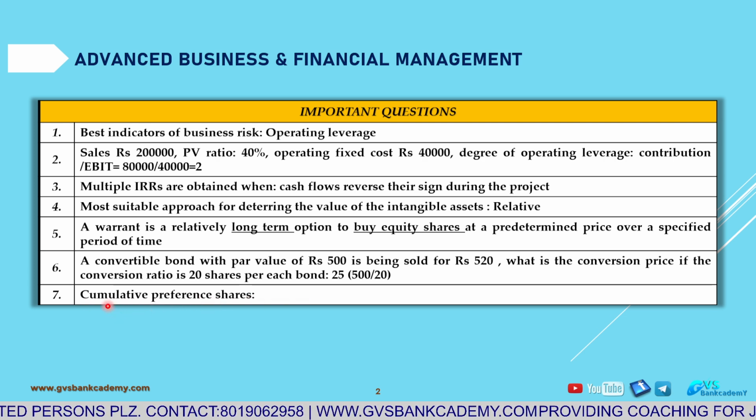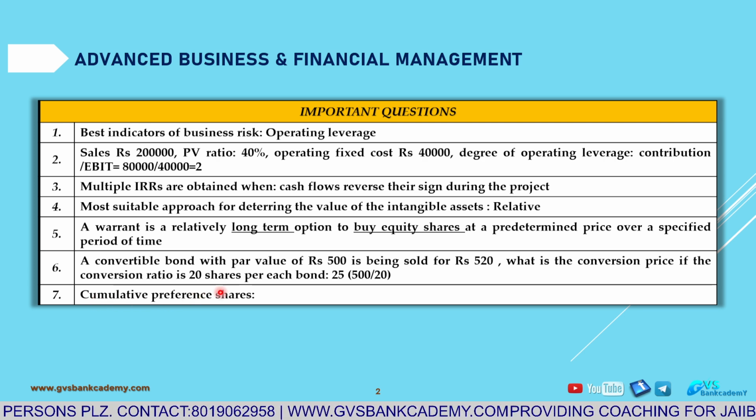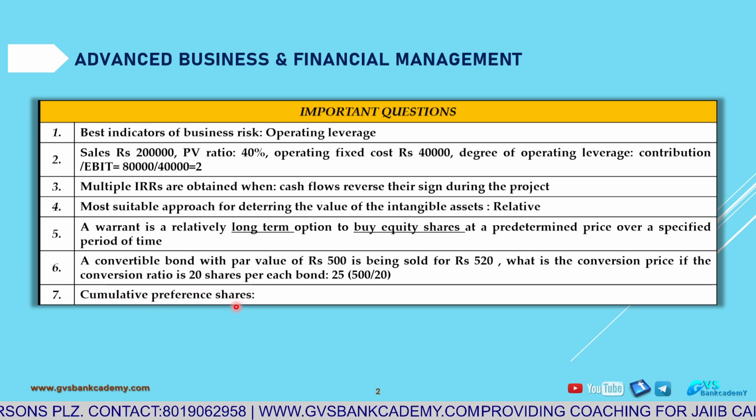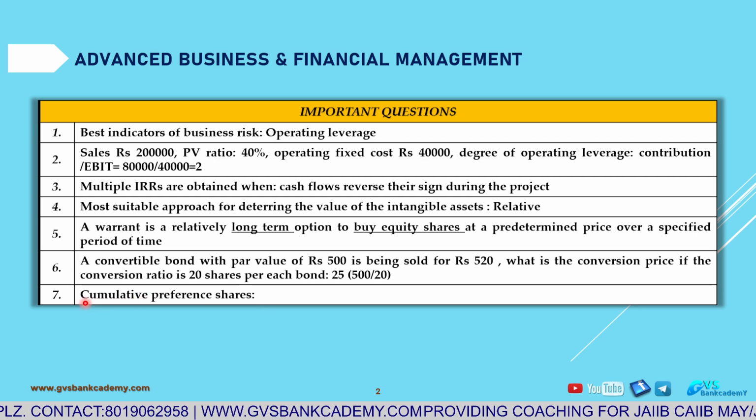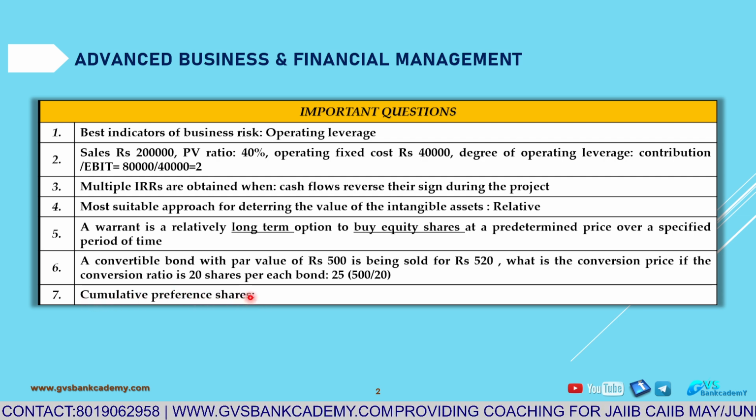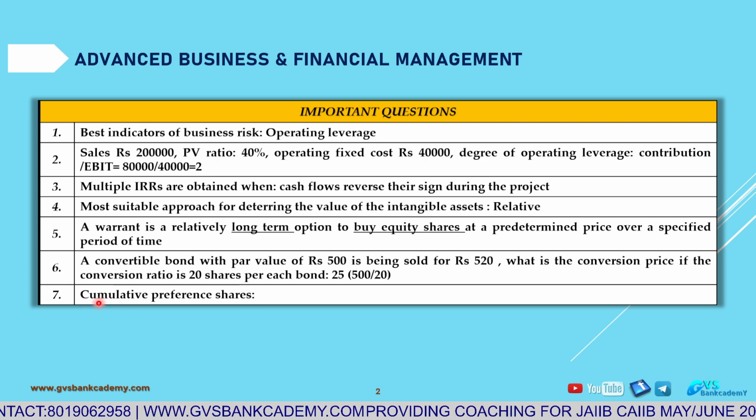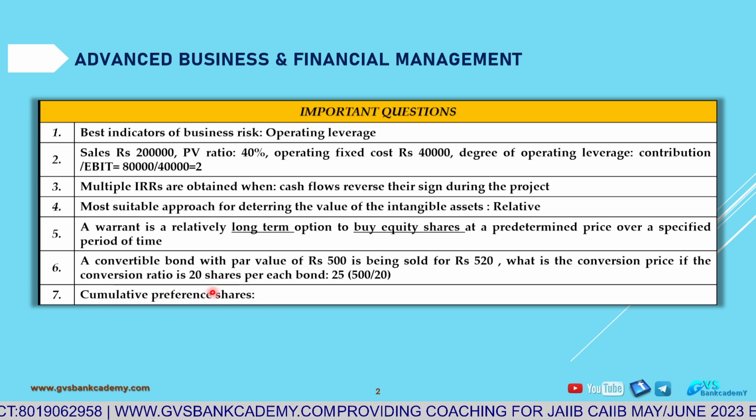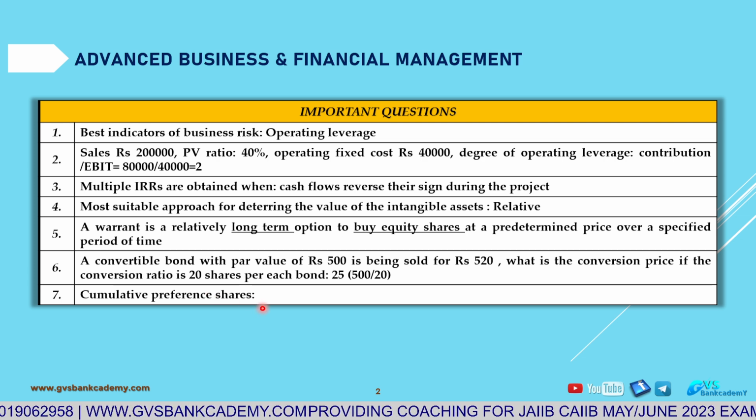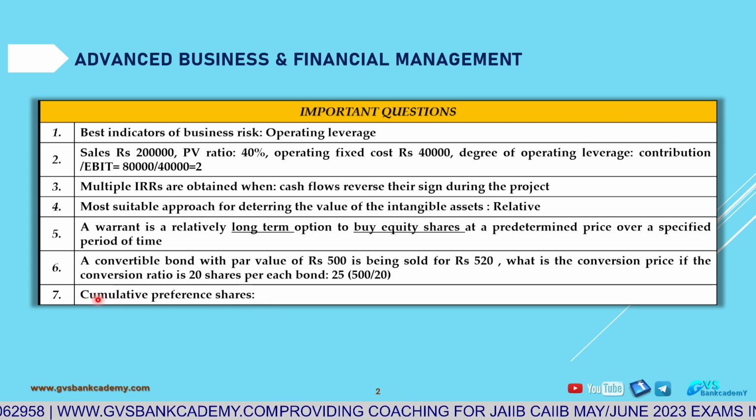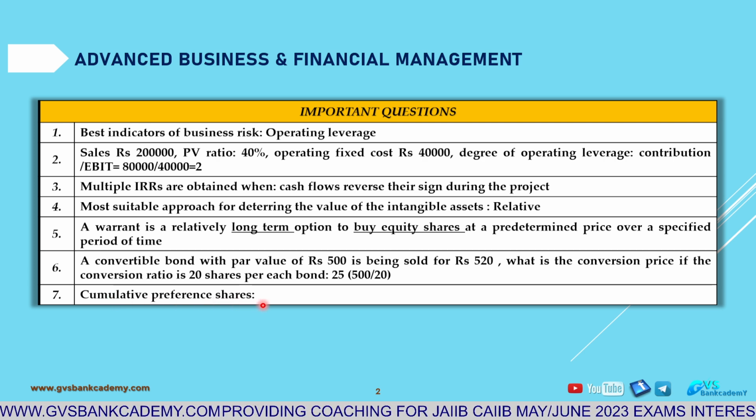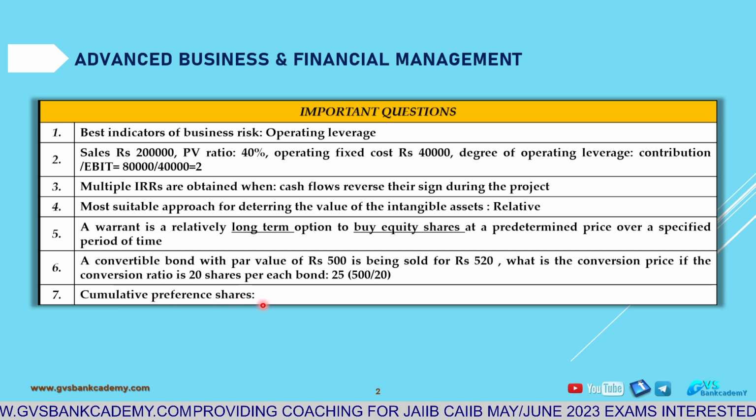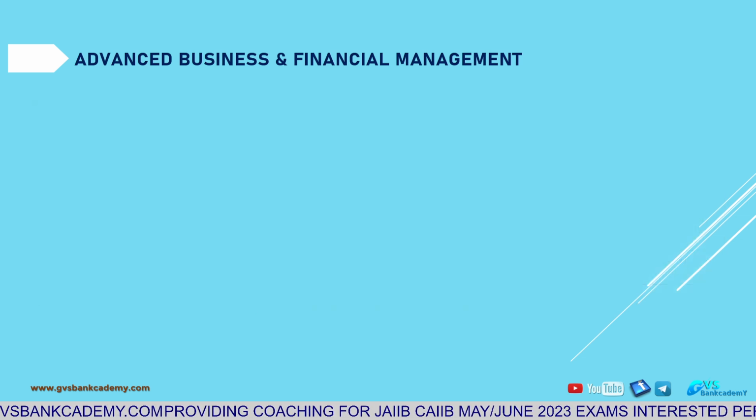Even after 2 years, if the cumulative preference share dividend was not paid to the preference shareholders, then, normally preference shareholders do not get voting rights, but as 2 years of preference dividend was not paid, they automatically get voting rights and they will participate in all meetings. This is about the cumulative preference shares.